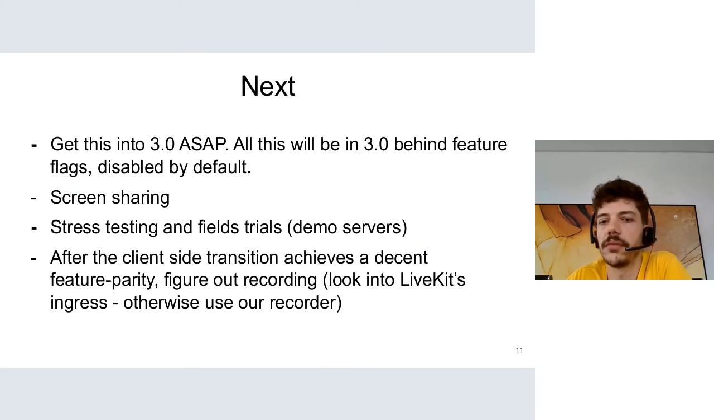So what's next for LiveKit? We need to get the code we produced this week into 3.0 as soon as possible, so it doesn't get stale like last time. And all of this will be in 3.0 behind feature flags, optional again, disabled by default, but we will encourage testing on the community side so we can get it into a stable place as soon as possible.